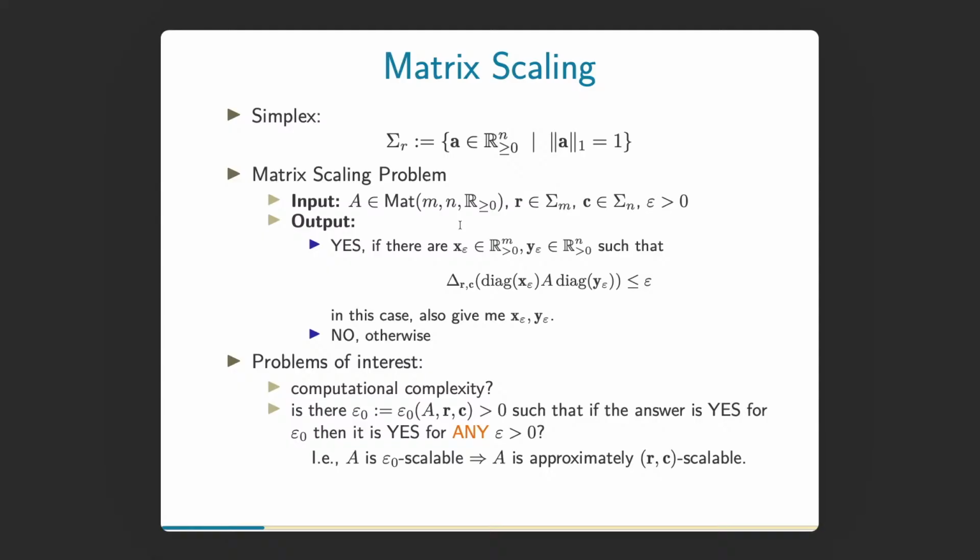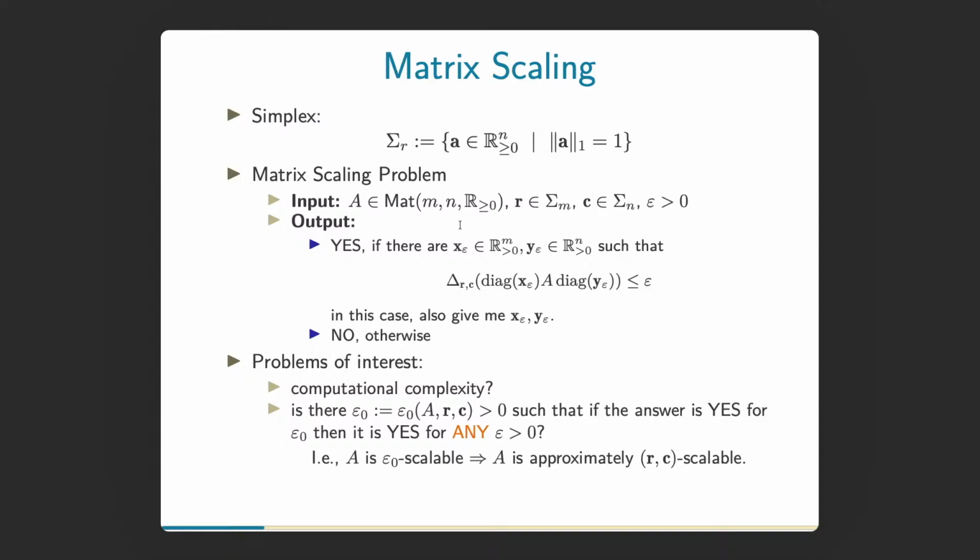One way to resolve this is: is there a particular epsilon naught, a threshold that's a function of A and your target marginals, such that if the answer is yes for this particular epsilon naught, then it is yes for any epsilon? If we can prove that this epsilon naught exists, then we can say A is epsilon naught scalable if and only if it's approximately scalable. Does that make sense? So if we prove that such an epsilon exists, then we can solve our approximate scalability question.